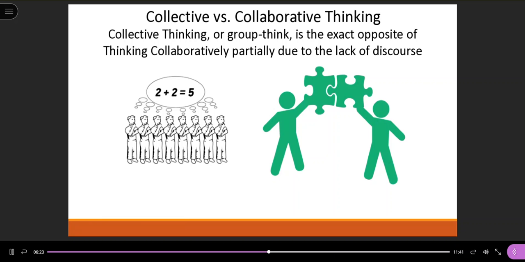So let me actually open up a poll. Being a part of a political party, voting along party lines, would that be collective thinking or collaborative thinking? We'll go with 1 for collective and 2 for collaborative.